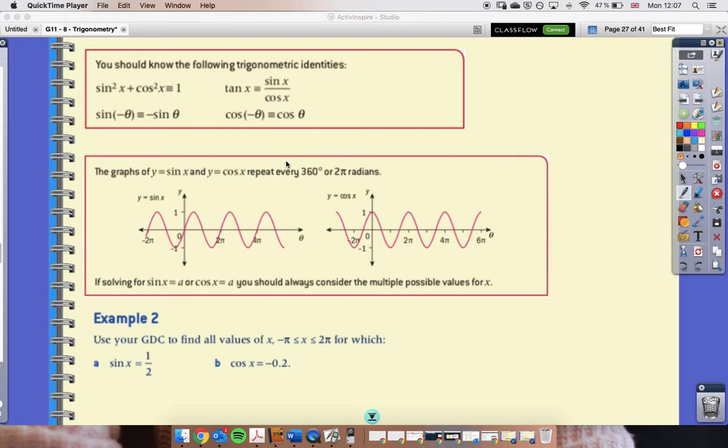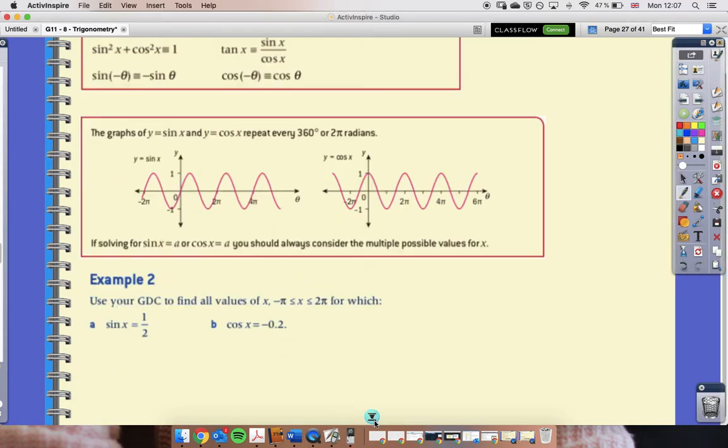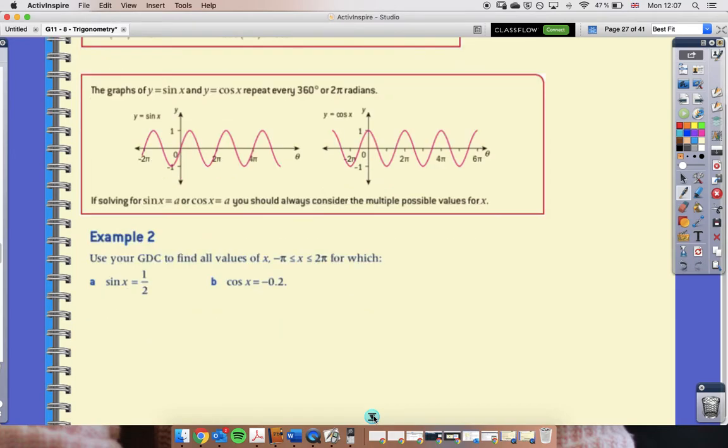The last thing we're going to do on day 6 is just have a look at these two examples. So we've got our graphs up there which we've been talking about, and it does say if solving for sine x equals a constant or cos x equals a constant, you should always consider the multiple possible values of x, and we're going to look at that in this example too.